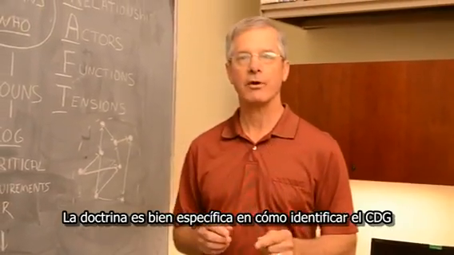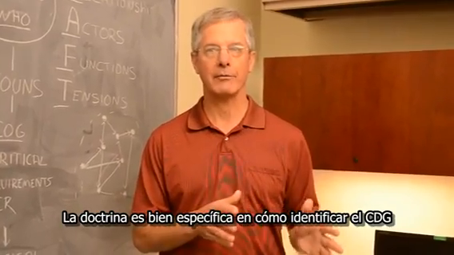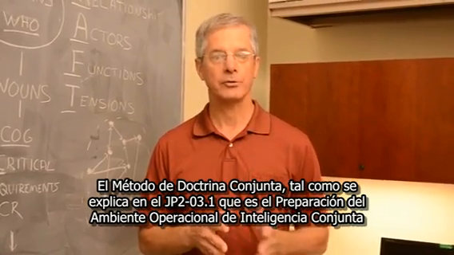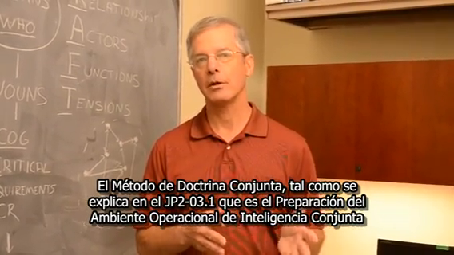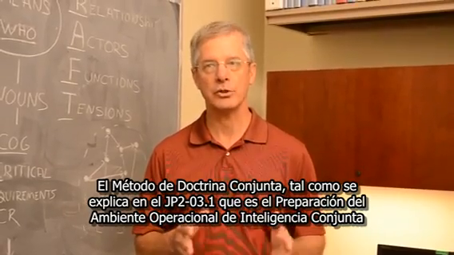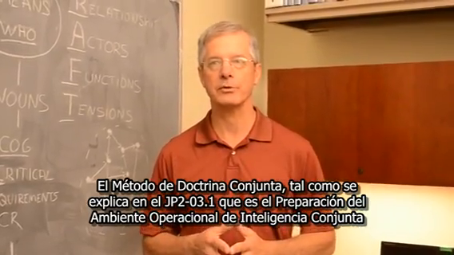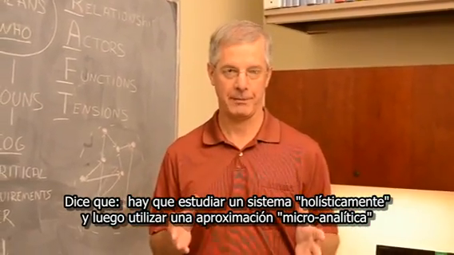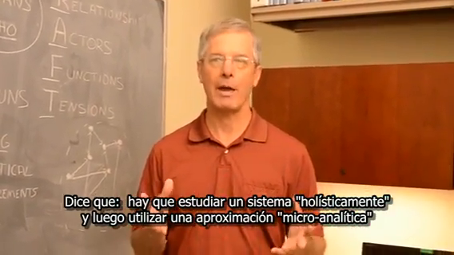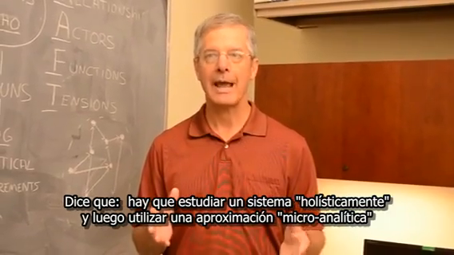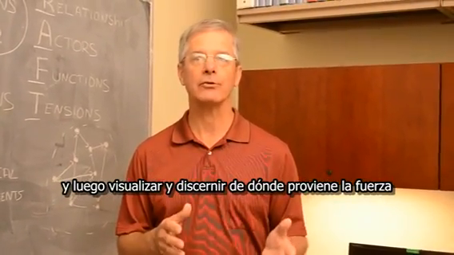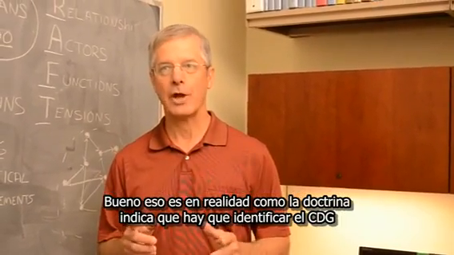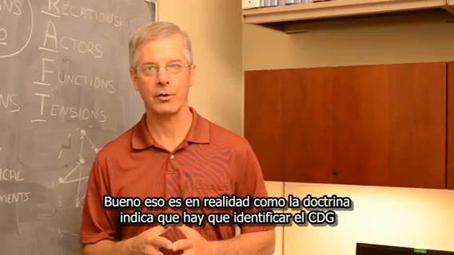Now, doctrine is very specific on how to identify a center of gravity. Joint Doctrine's method, as explained in JP 2-03.1, which is the Joint Intelligence Preparation of the Operational Environment, says to study a system holistically, and then use a micro-analytical approach, and then to visualize and discern where strength comes from. Now, that is actually the doctrinally correct way to identify a center of gravity.